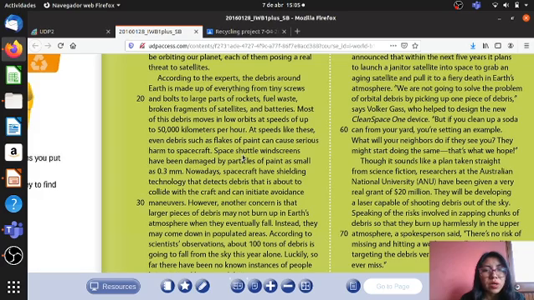Space shuttle windscreens have been damaged by particles of paint as small as 0.3 millimeters. Nowadays, spacecraft have shielding technology that detects debris that is about to collide with the craft and can initiate avoidance maneuvers.